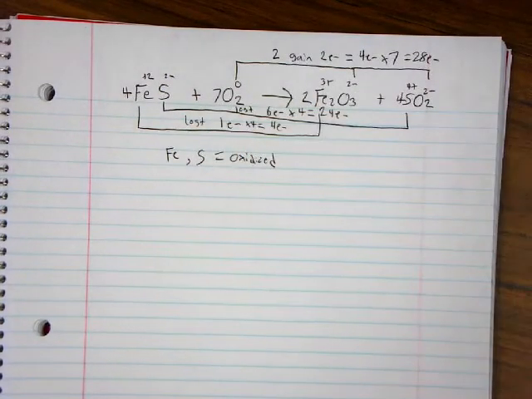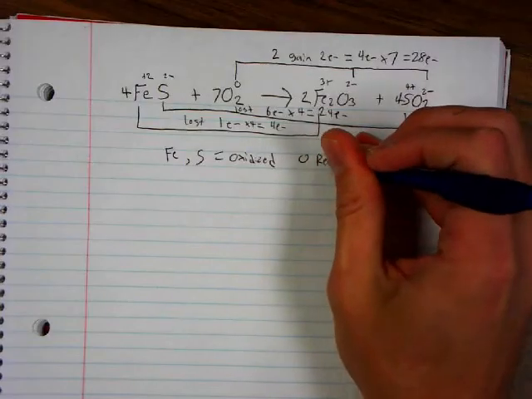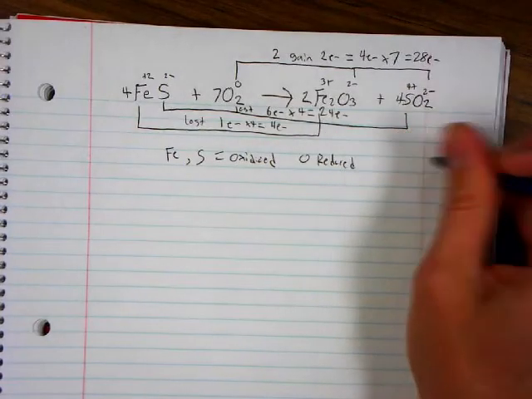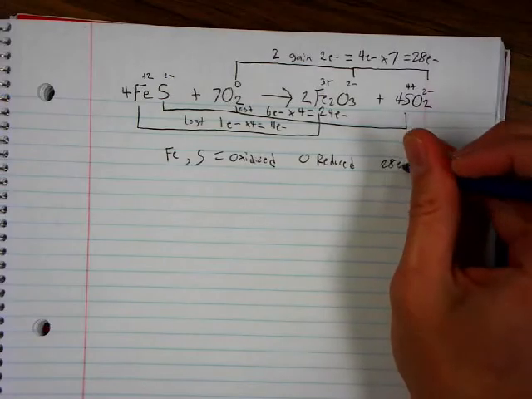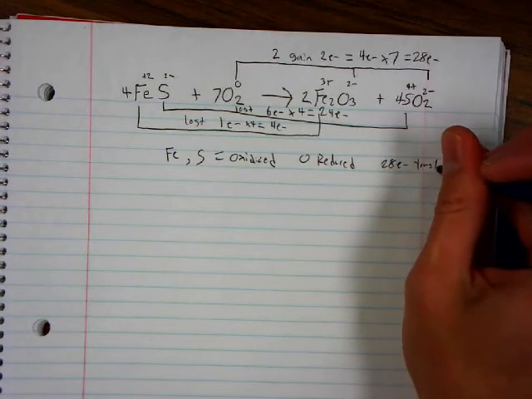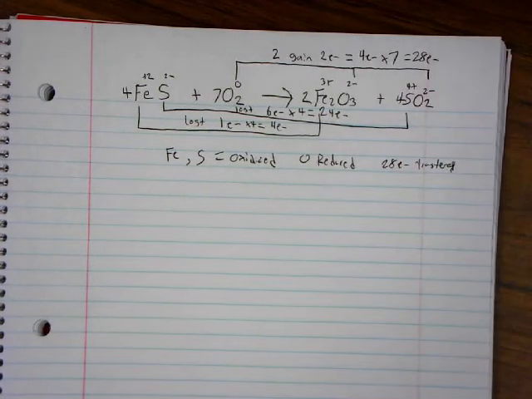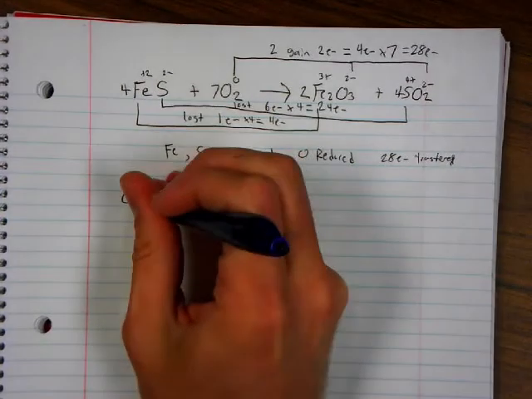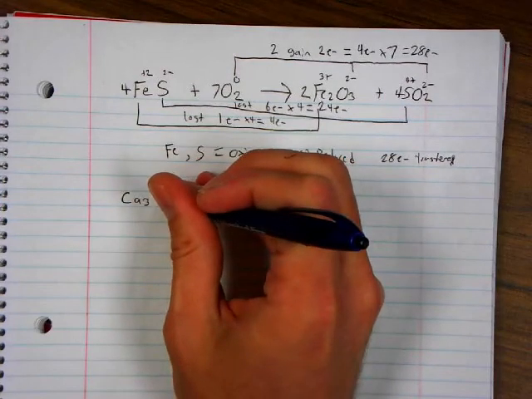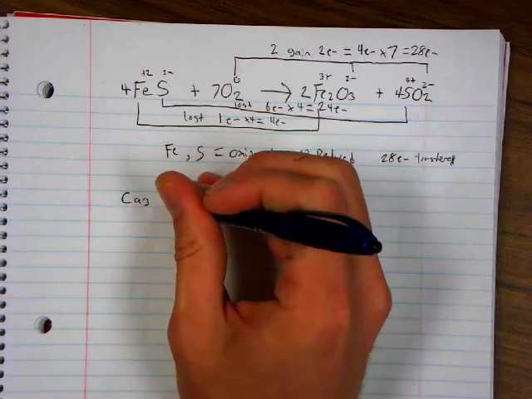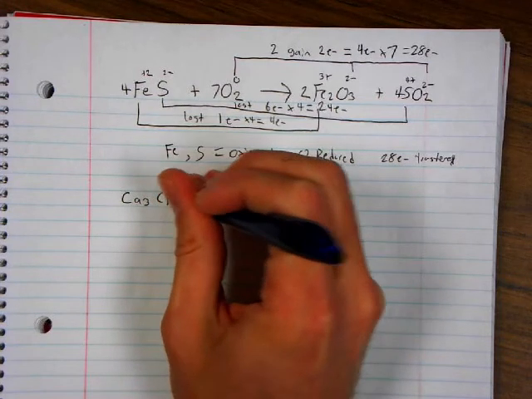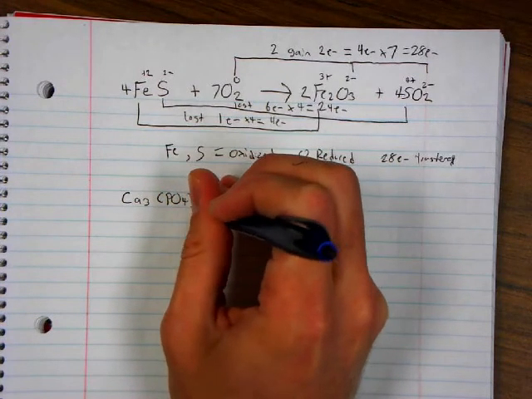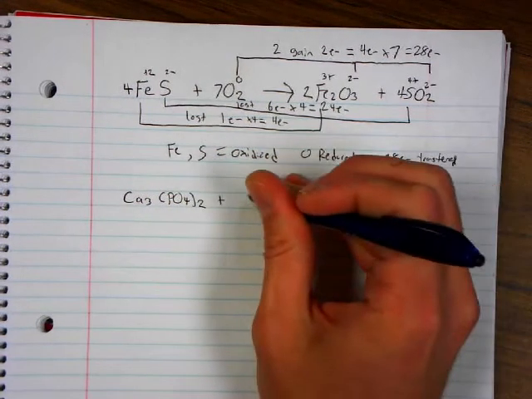So, conceptual: what was oxidized? Oxidized is lost. Sulfur and iron. Iron and sulfur were both oxidized. What was reduced? Oxygen was reduced. How many total electrons were transferred? 28 electrons transferred. Let's do another one.